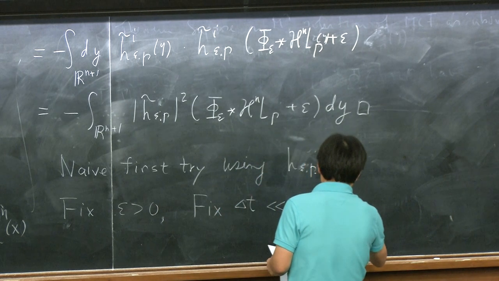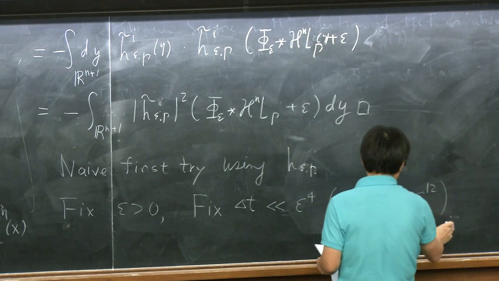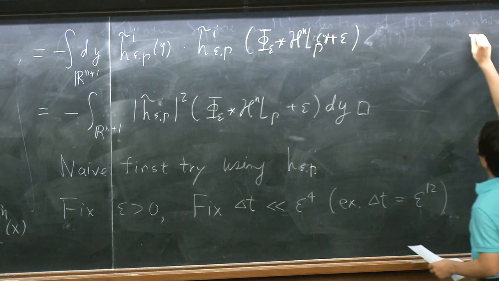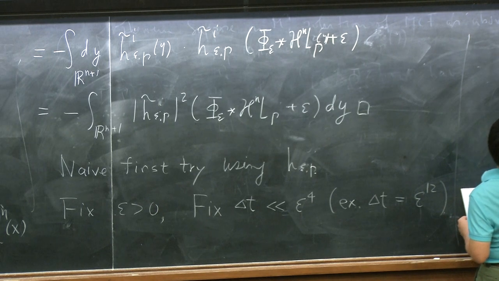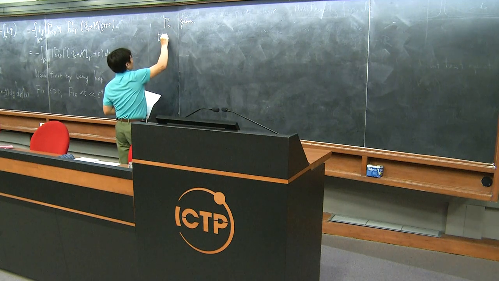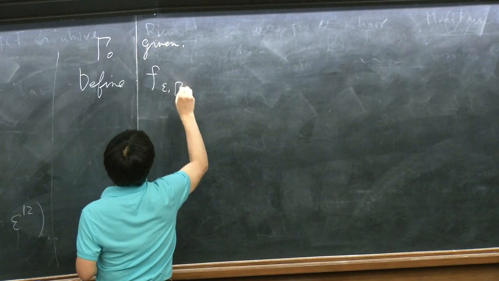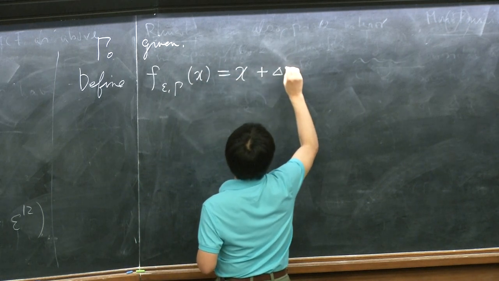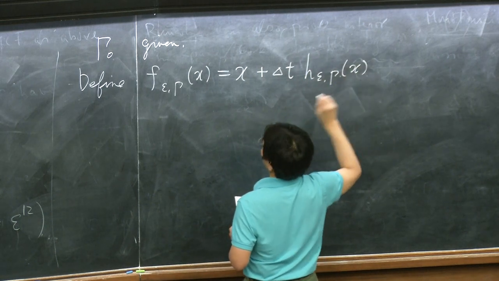For example, let delta t be epsilon to the 12, for example. It doesn't matter very much, but much smaller than epsilon. Now, we are given gamma zero, which is given. What we can do is define, using this approximate mean curvature vector, some kind of motion, which is reasonably considered to be the following, this h times epsilon gamma, of x.